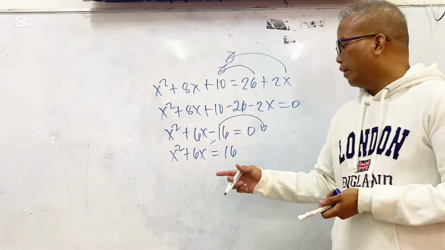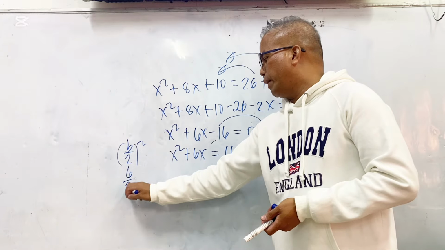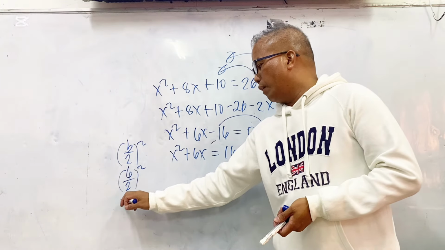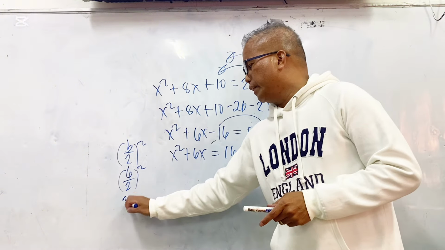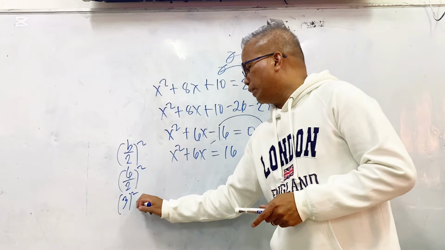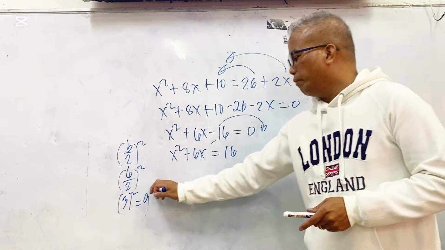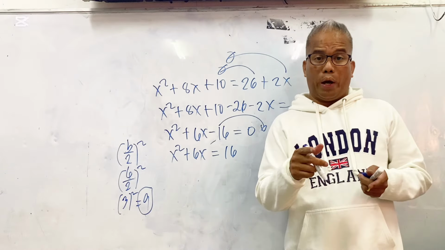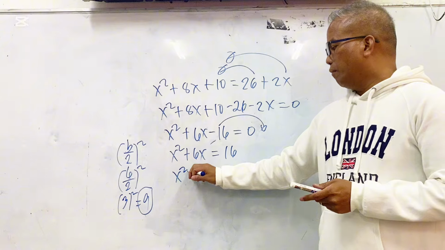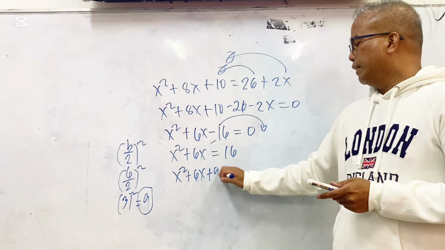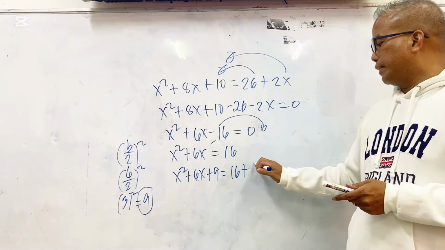So the value of b is equal to 6 divided by 2, raised to 2, which is equal to 6 divided by 2, which is equal to 3. Then 3 squared is equal to 9. So the answer is 9. Which means, to complete this equation, we are going to add both sides by 9. X squared plus 6x plus 9 is equal to 16 plus 9.